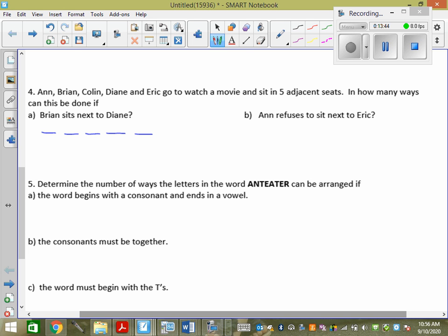So we have 5 blanks. And Brian has to sit next to Diane. So we hook them together. And we have 2 and 1. And then we have 3, 2, 1. And then what do we have to remember to do? Times it by 4. Why? Because there's 4 spots where they could sit next to each other. Because they could be here, which is 1 way, or here 2, or here 3, or here 4. It's always one more than that. We wouldn't do this if they said sits together at the front, or in the middle, or at the end. So it's going to be 48.